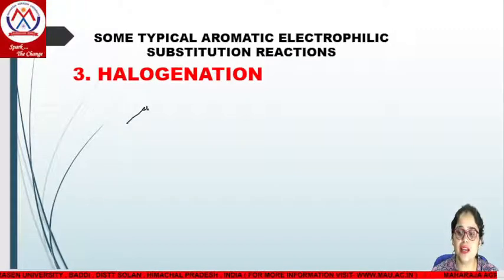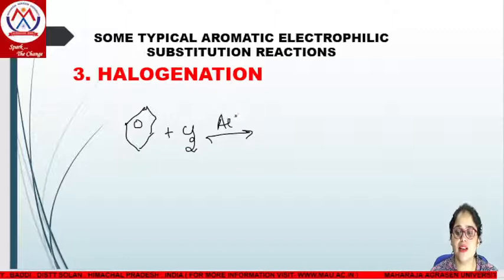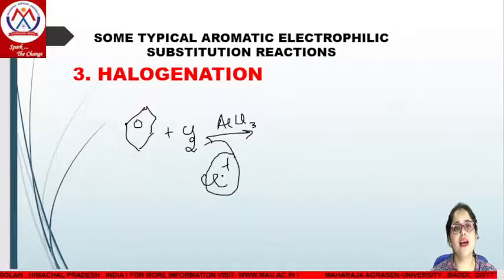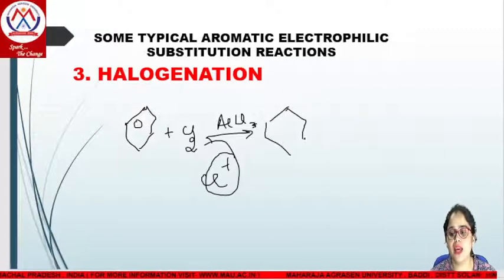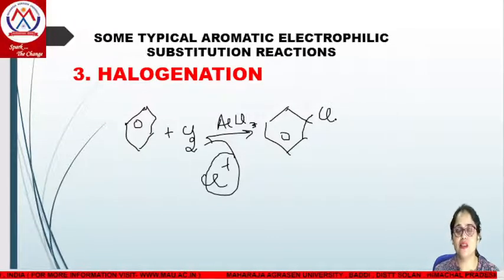So let us say this is the benzene ring system. We treat it with chlorine here, and we can use AlCl3 here, right? The electrophile generated by this combination is Cl positive, which is called the chloronium ion. And then we can get the product in which a halogen substituent has been substituted onto the benzene ring system. So three aromatic electrophilic substitution reactions we have just seen: one is nitration, second is sulfonation, and third is halogenation.